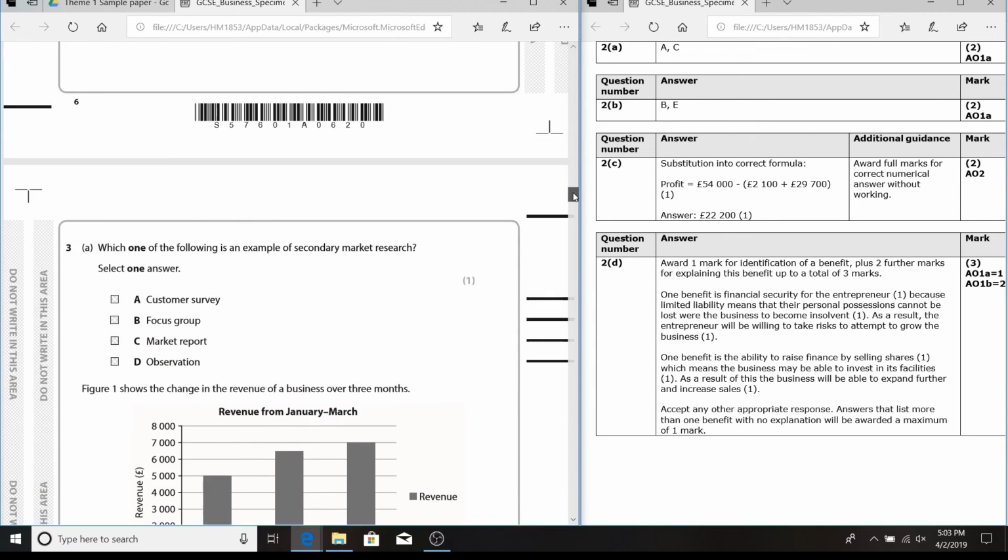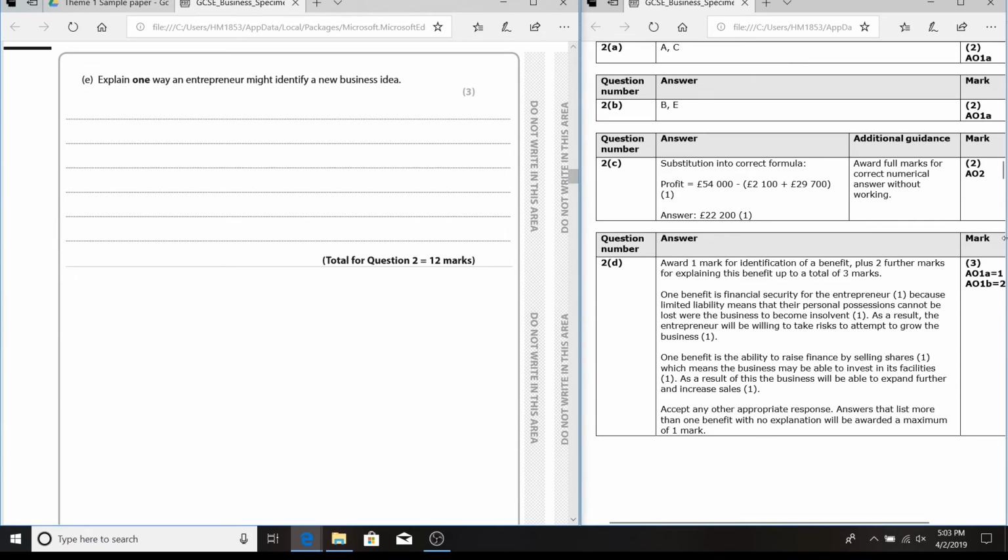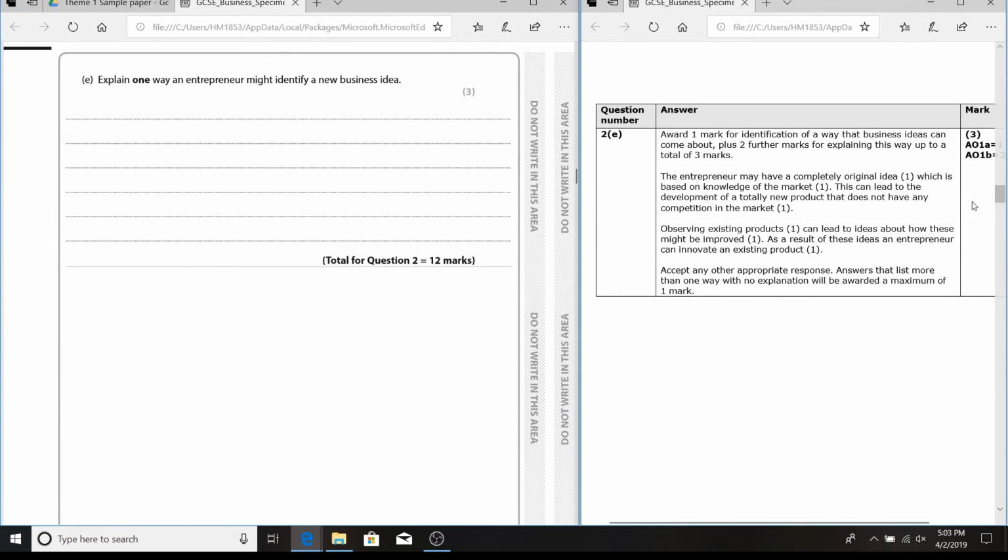Absolutely crushing it, hey? Okay, let's just show you the mark scheme to show you the variety of responses that you could include there. There are 2 other potential answers here. Love it.